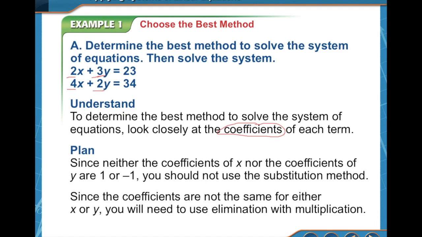So how can we solve this problem? Well, we can eliminate, but we're going to have to multiply. Eliminate using multiplication. So what could we multiply by? Well, we have to first choose which variable we'd like to eliminate and then go from there. So we'll do that on the next slide.